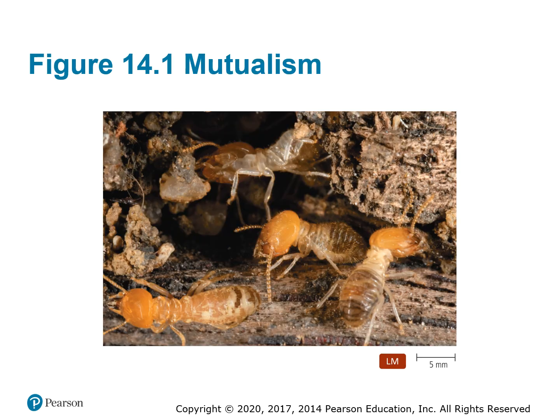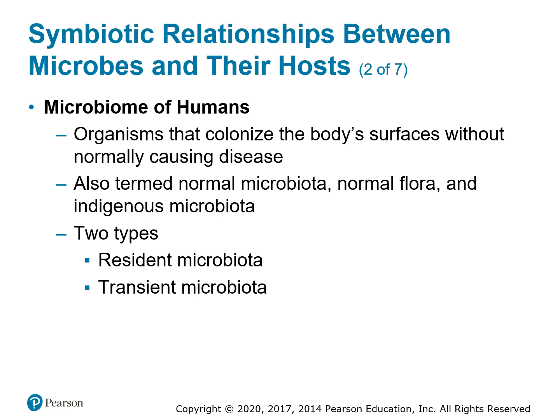Here is another example. These are termites, and termites have a special bacterium that lives in their gut that actually digests cellulose so that they can eat wood. So they're in a mutualistic relationship where both of them are benefiting.